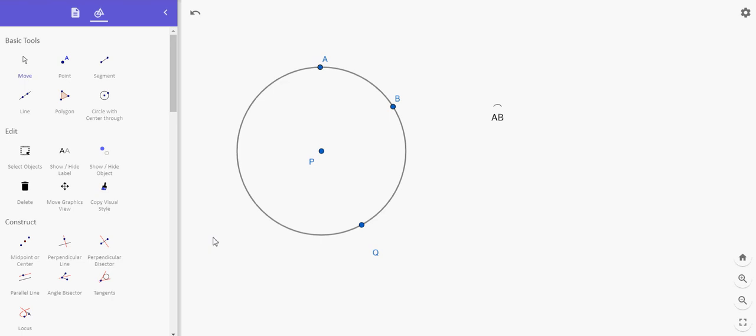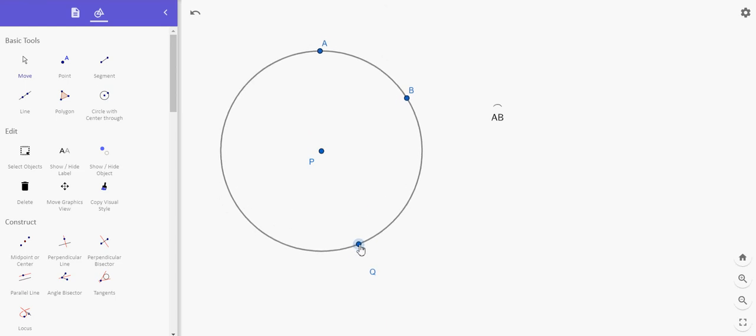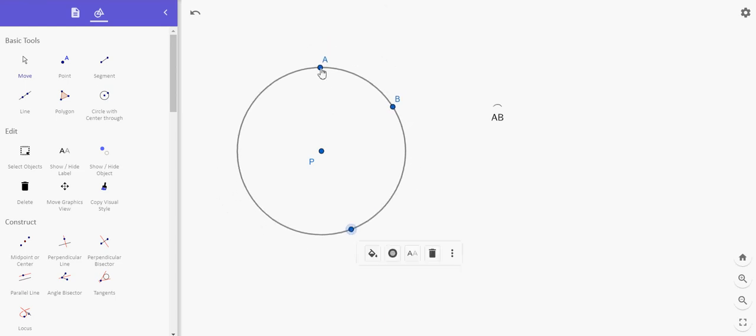Hi everyone. We're going to talk about arcs of circles today. An arc of a circle is just a piece of the circle. So I have a circle here centered at P with this point Q, and by moving Q I can change the radius of P. And I have these 2 points on the circle, A and B. Now the arc AB, which is denoted as AB with a little arc symbol over the top of it, is just a piece of the circle that goes from A to B.